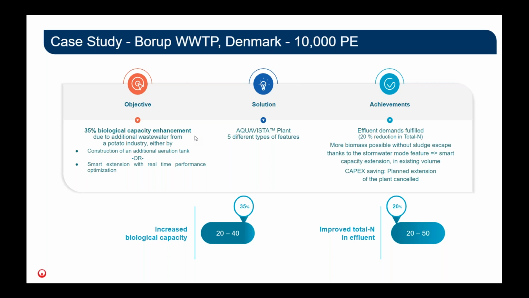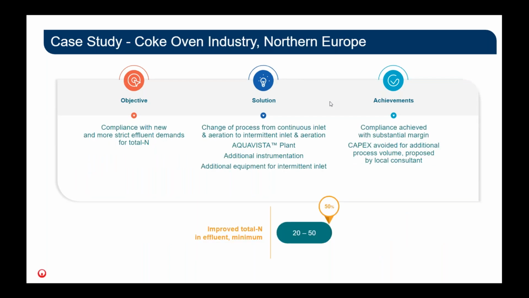They chose the latter, were able to achieve a 35% increase in capacity that they needed, and in doing so, improved their total nitrogen in their effluent by 20%. Incorporated the DO and nitrogen feature along with 4 other features at the facility. And as I said, the more of those features that you tack on the secondary system, the more they really work in conjunction to fully optimize the control of the facility.